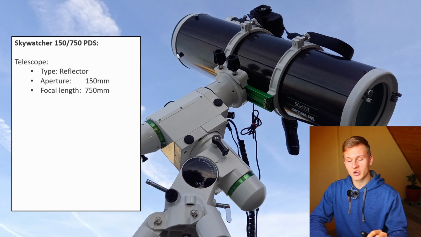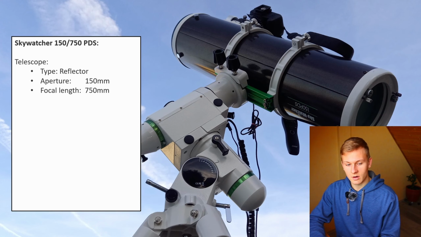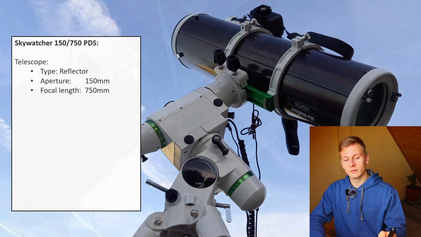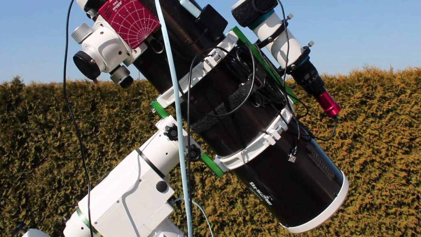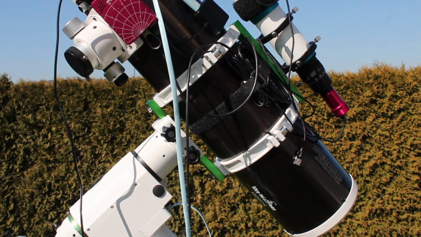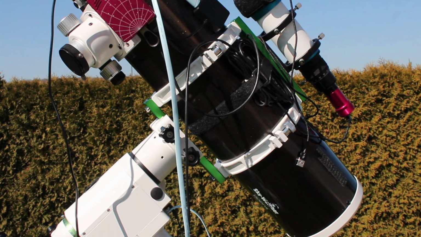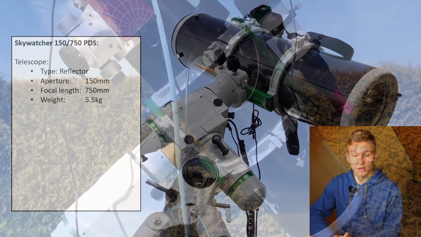So this aperture and this focal length results in a focal ratio of f5, which actually means how fast your telescope is in collecting light. So around f5.0 is great for astrophotography. In my opinion, 150 millimeters of aperture and 750 millimeters of focal length is great for astrophotography. Furthermore, the telescope is not that heavy compared to other telescopes, so around 5.5 kilograms.